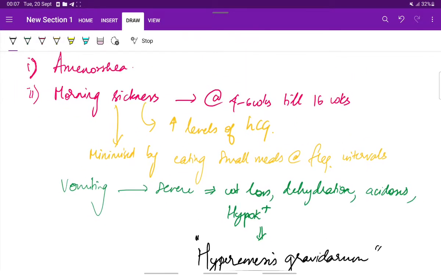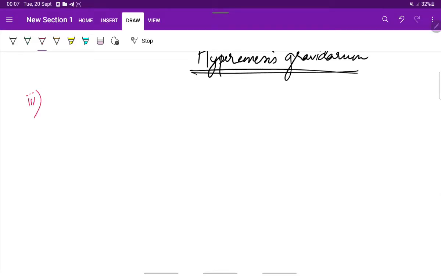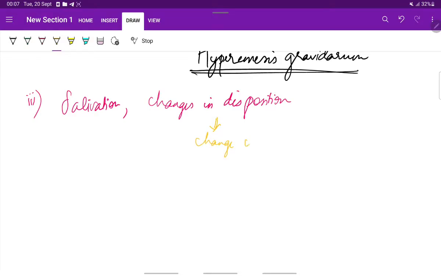So first we've seen about the amenorrhea, next the morning sickness. Now the third subjective symptom in the first trimester would be salivation and changes in disposition. There will be excess salivation, which is an early symptom, and in some cases it can be well remarked. And changes in disposition include a change in temperament, and the mother becomes more irritable and capricious. And she'll be craving for certain food. So these are called longings, food longings, also called pica of pregnancy.